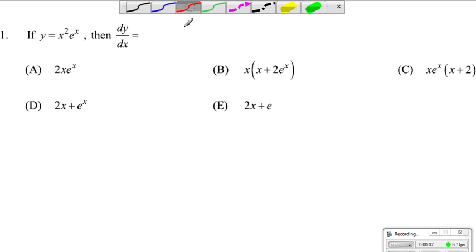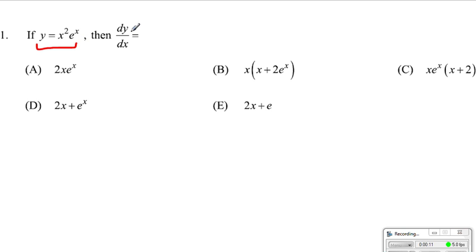So, first, we have this expression and we want to find out dy over dx. As you can see, we have to use the product rule here. First we're going to take the derivative of x squared, which is 2x times e to the x, plus the derivative of e to the x, which is e to the x itself, times x squared. So as you can see here, this will be our answer.